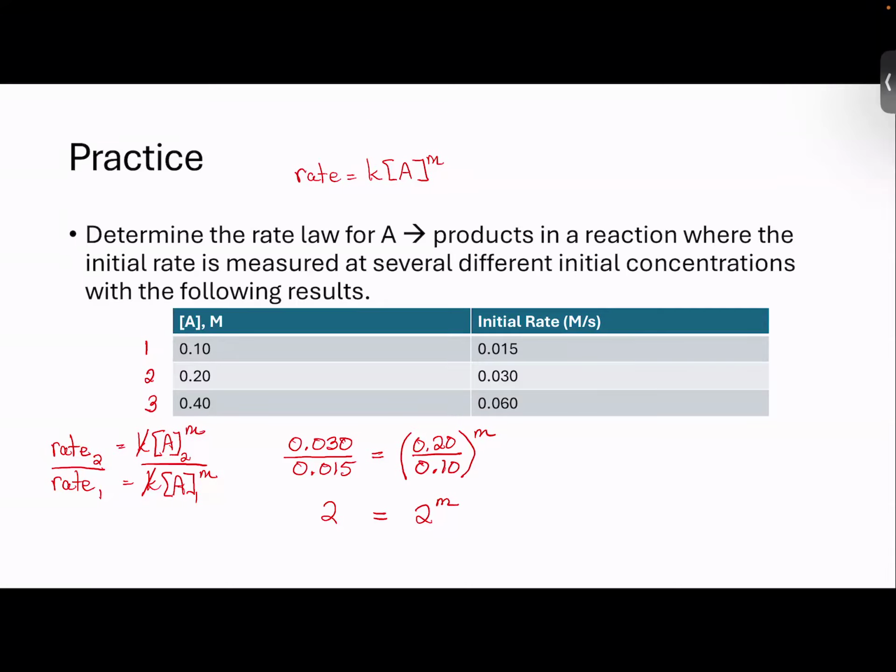Well, the way you go about getting this is you take the log base 10 of both sides. So that would be the log of 2 is equal to, and when you take the log base 10 of the right-hand side, that order comes out and it's m log 2. But dividing both sides through by log 2, you can see that m is equal to 1.